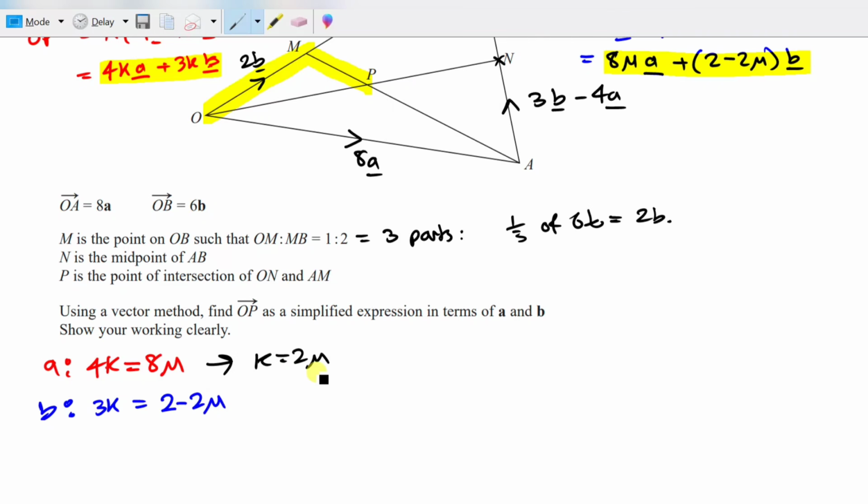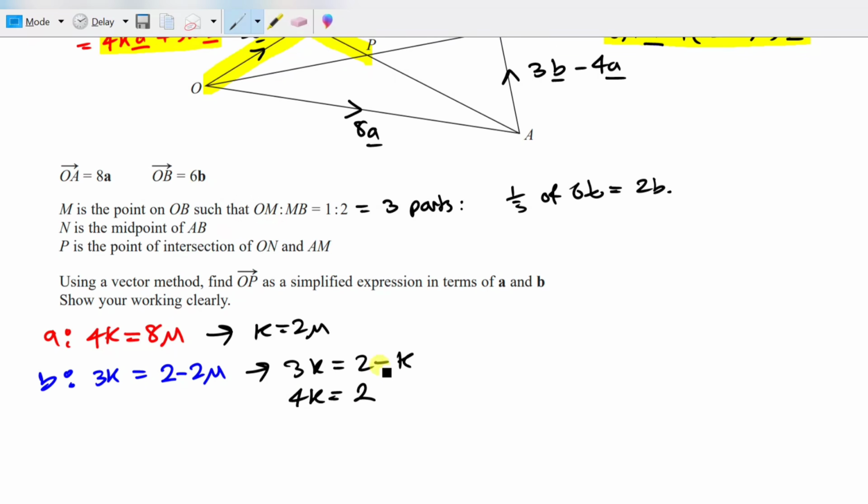And now we can basically replace this whole 2 mu with K. So that means this equation becomes 3K equals 2 minus, instead of 2 mu, we're going to call it K. And now, making K the subject, add K across, you got 4K equals 2. And then dividing 4 across, you're going to get K equals 2 over 4, or half. Okay, and that's it.